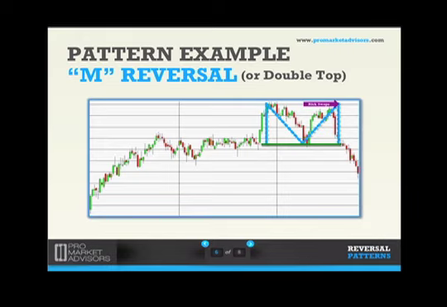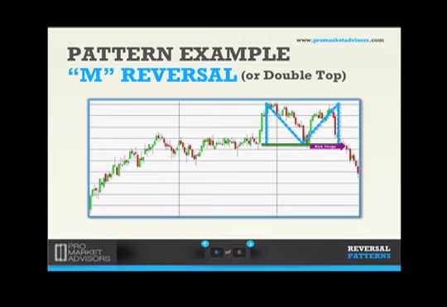Now, here's where the rubber hits the road. After the secondary peak, it drops. Now, you see this dark green line. This is called the support line for the M reversal. This pattern is not considered to be complete. In other words, this pattern comes into effect, it comes into play, at the point that the price breaks the support following the formation of the M.